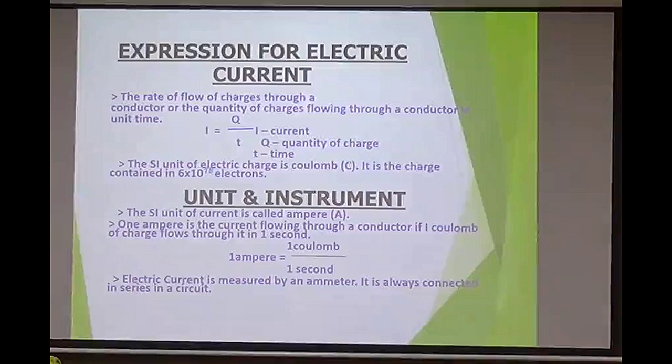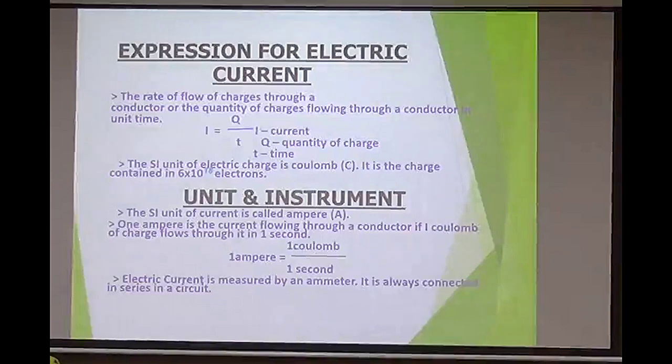Now with this, the SI unit of electric charge is the coulomb, so I will be 1 coulomb upon 1 second, and this standard unit of current is named ampere. So you can see here the unit of current is ampere. And how do we define 1 ampere then? 1 ampere is the current flowing through a conductor if 1 coulomb of charge flows through it in 1 second.